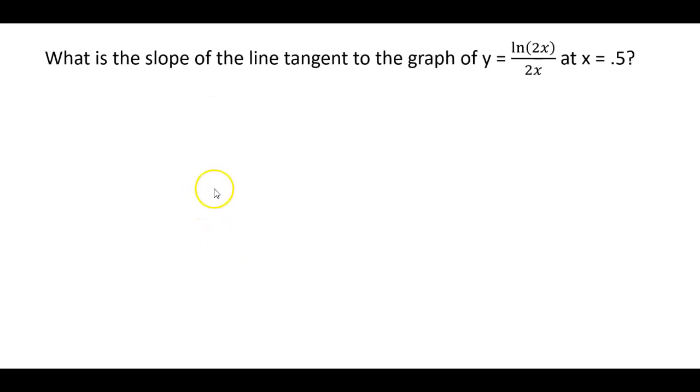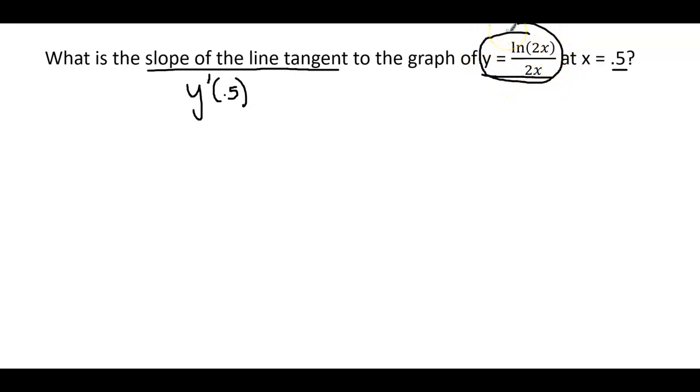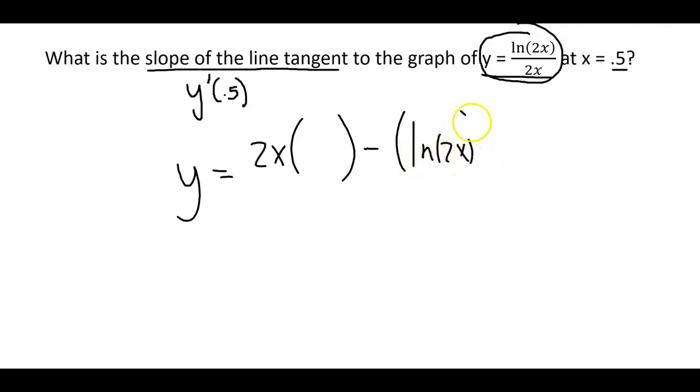And our last one we'll go over is this guy here. What is the slope of the line tangent to this graph? Well, the slope of a line tangent to this graph is going to be the derivative of that function at that value that they give you. So basically I have y, my function here, I'm going to find its derivative and plug in 0.5. Now this is going to be a quotient rule. We do low d high minus high d low, draw a line and square below.